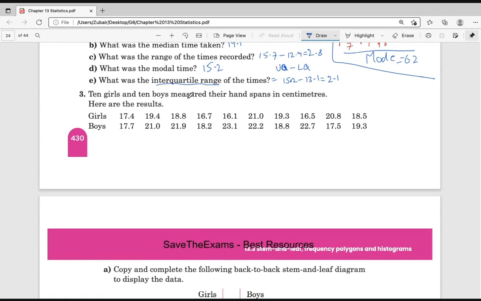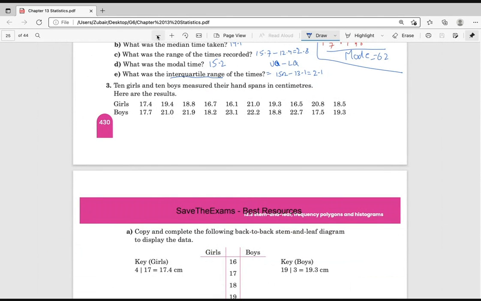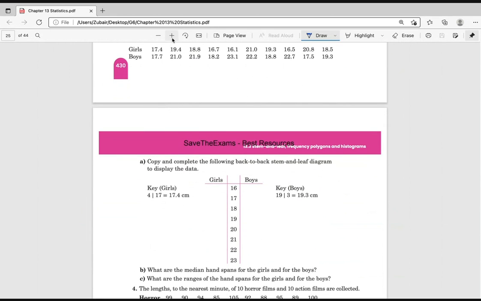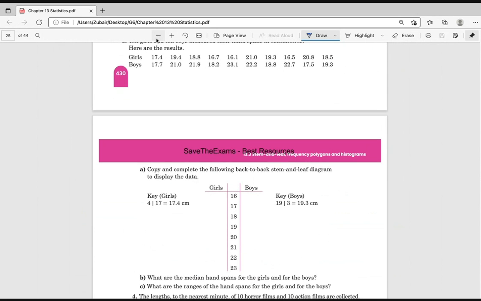Ten girls and 10 boys measure their hand spans in centimeters. This is different, we'll do it. This is back-to-back stem and leaf. But this depends on your practice. What I do is write it roughly and quickly and then make it neat. The key is given: 19/3 means 19.3.